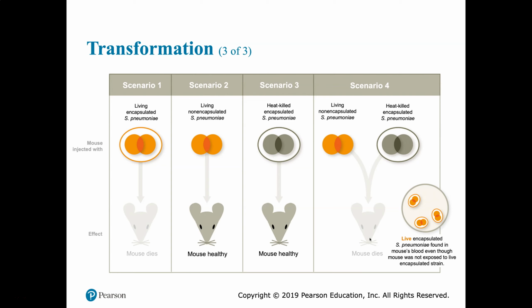So even though the mouse was not exposed to a live encapsulated strain, which is the deadly strain, they still formed. And that is because the genes that were released from the heat-killed encapsulated Strep pneumoniae were picked up by the living non-encapsulated to the point where they could form capsules and be deadly to that mouse. So these are the 4 scenarios with Griffith's experiment. I will ask you questions about this, so make sure you understand it.